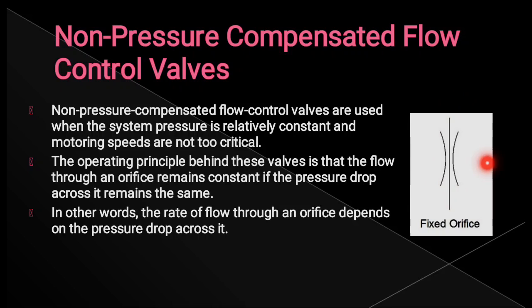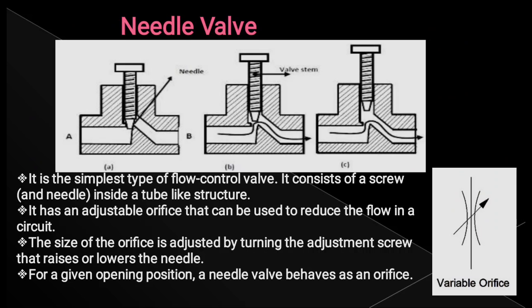So this is the symbol. In here you can see one middle line, and you can see two arcs opposing each other in opposite directions. So this formation is nothing but a simple orifice valve. Okay. So next is the needle valve.